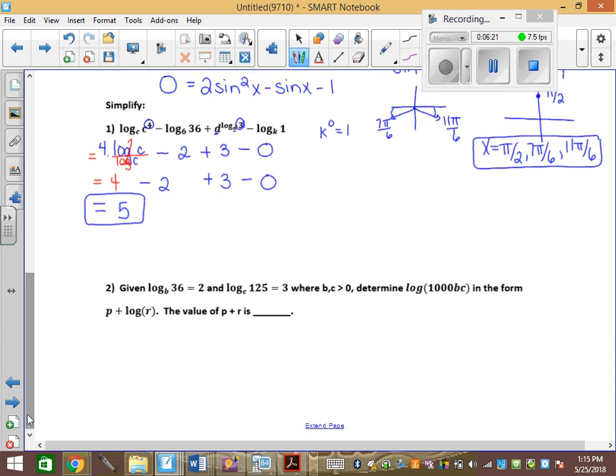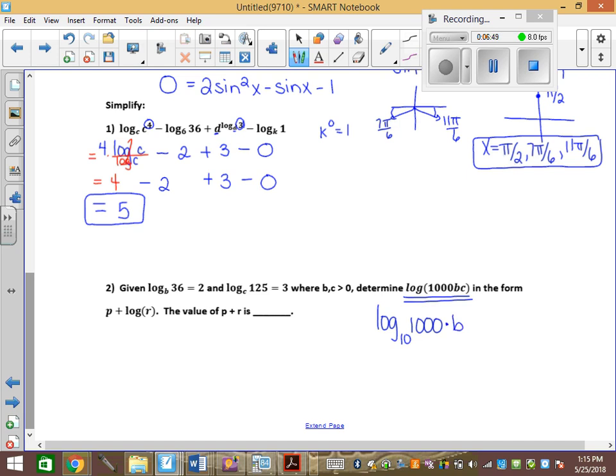Number 2, given log base b of 36 equals 2 and log base c of 125 equals 3, where b and c are greater than 0, which they have to be, the base, determine log 1000bc in the form p plus log r. The value of p plus r is. So this is what they really want us to simplify, I guess. So log, there's no base, so I'm going to write base 10 so that I know that I can use it.